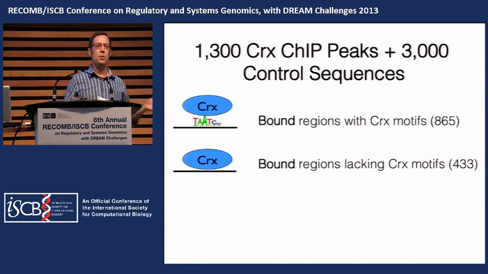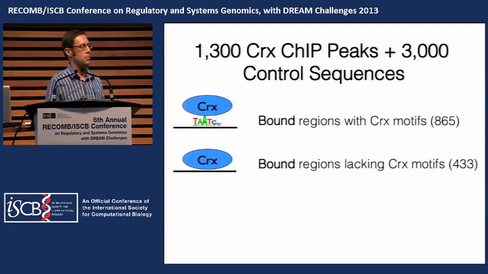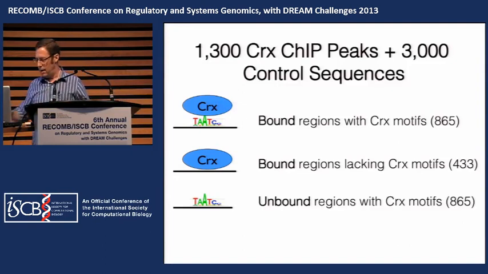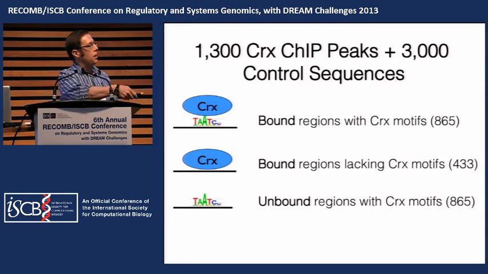If you're familiar with ChIP, you know that many peaks do not have a recognizable motif for that transcription factor underneath them. This is an interesting story, but I'm not going to tell you any more about these bound regions without motifs. I'm going to focus on these. I also, as control sequences to compare, included unbound regions that had CRX motifs. And these regions were chosen so that their CRX motif content matched what was in the bound regions.